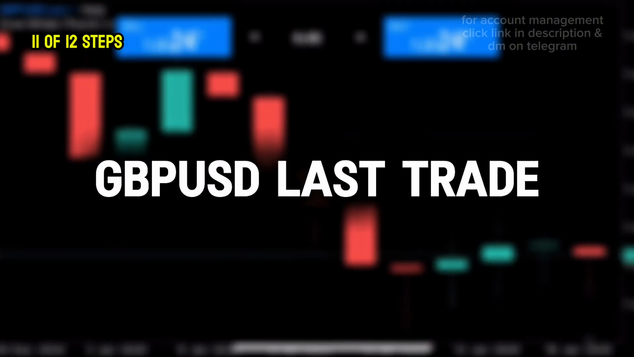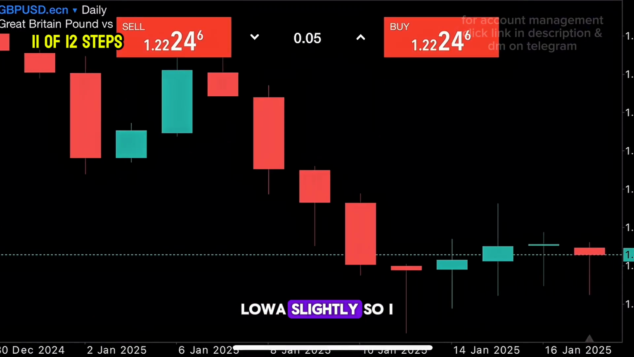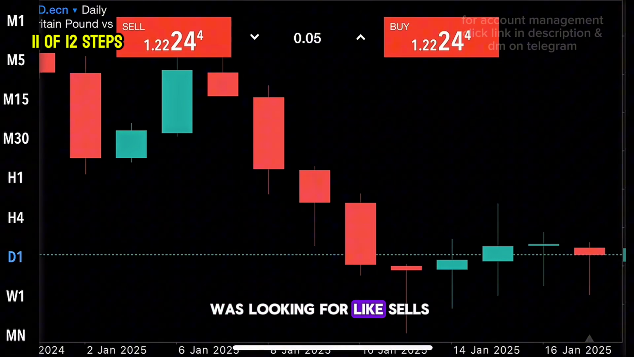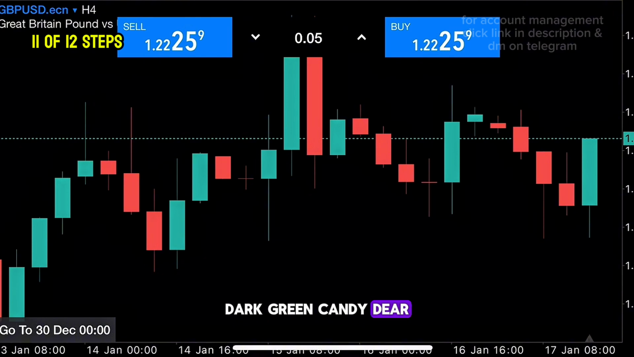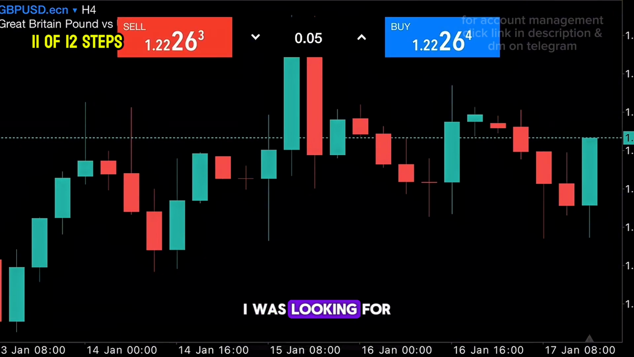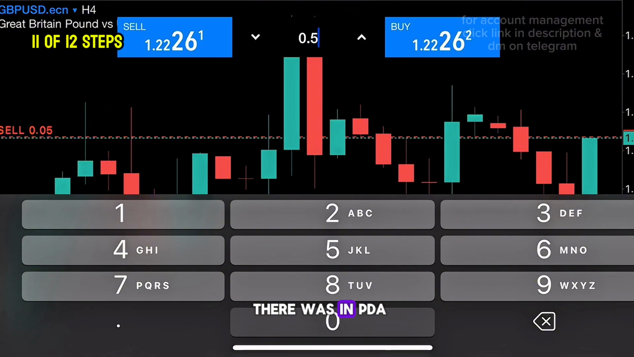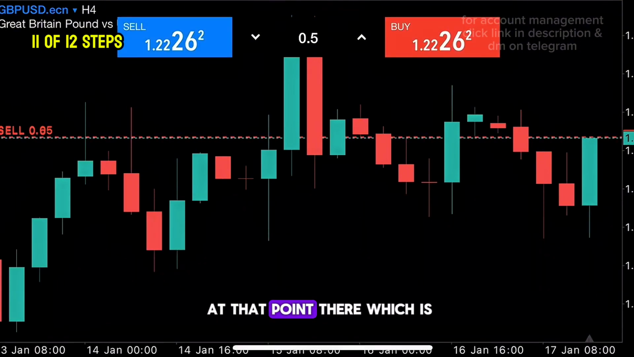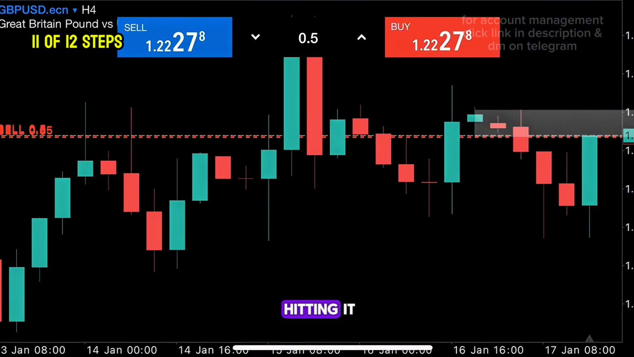So I went to GBP USD next, and if you look at the candle, you can see it broke that low slightly. So I was looking for sales because it took out that green low, that green candle there. So basically, I was looking for where I'm going to sell from, and if you look at that point there, you can see that there was a PD array at that point, which is in the form of another block there, and I was just hitting it.